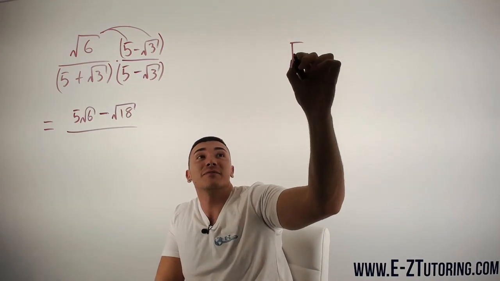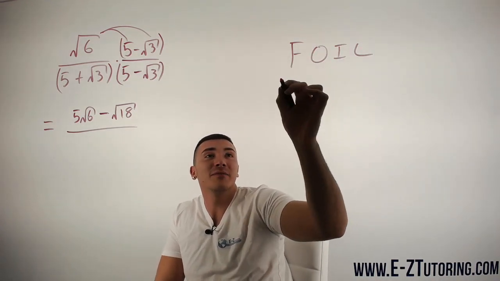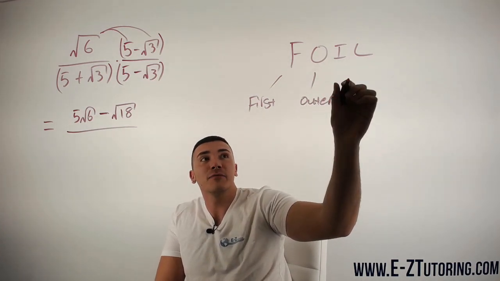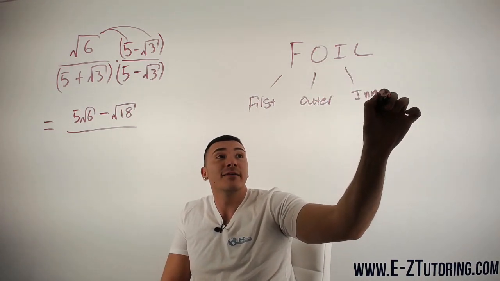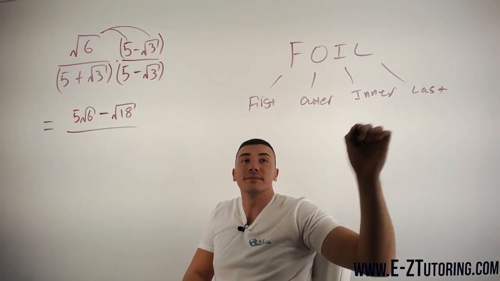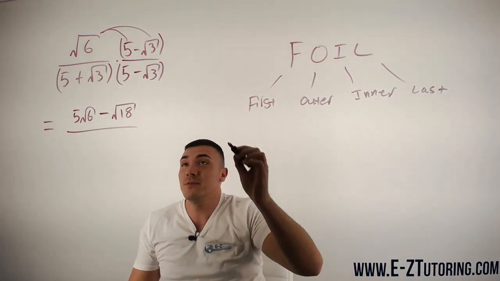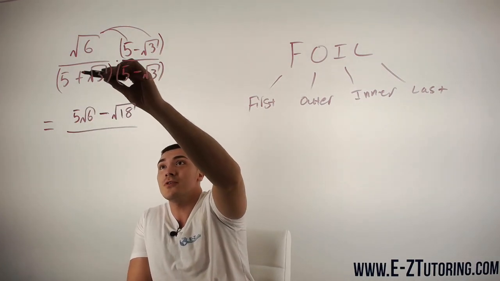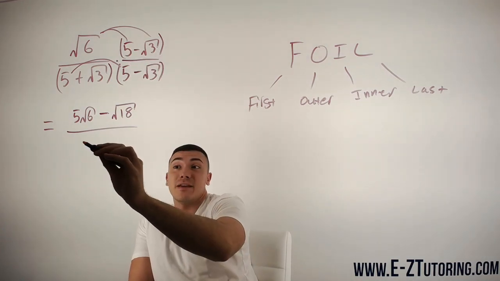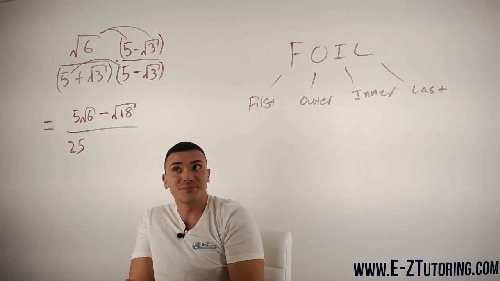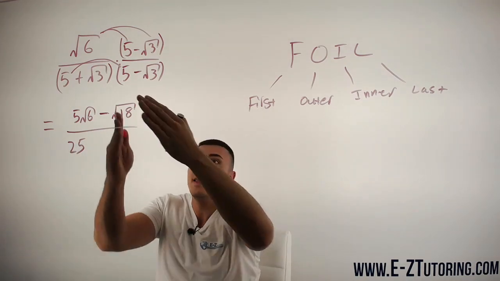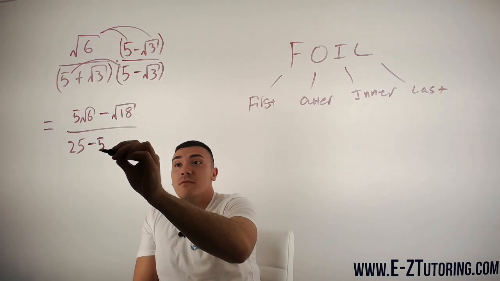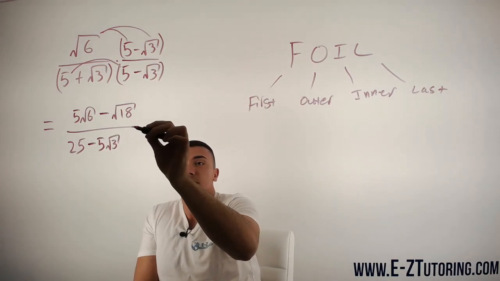Now, if you guys are not familiar with the FOIL method, be sure to check out my video on that. It simply tells you that when you multiply two binomials, you must multiply the first, outer, then inner, and then the last terms. So the first terms means that we multiply the first term from here, which is 5, and the first term from here, which is also 5. 5 times 5 gives us 25. Then we must multiply the outer terms, 5 times negative root 3, which gives us negative 5 root 3.